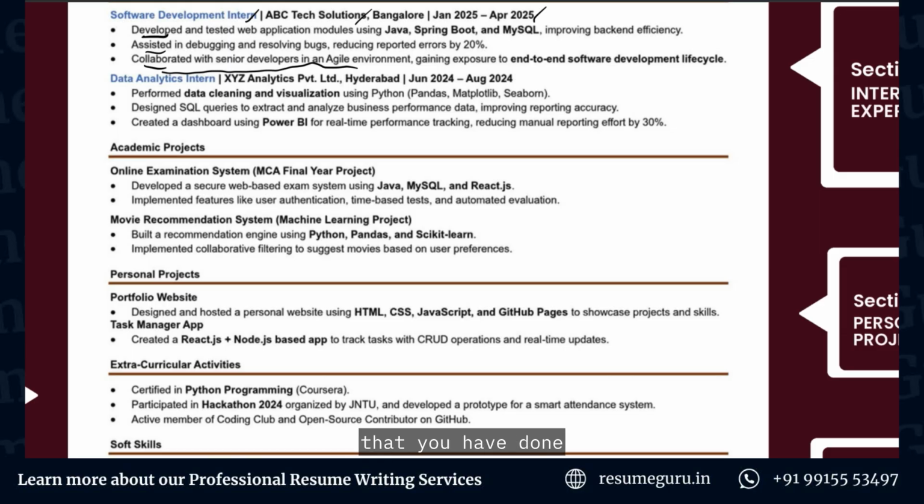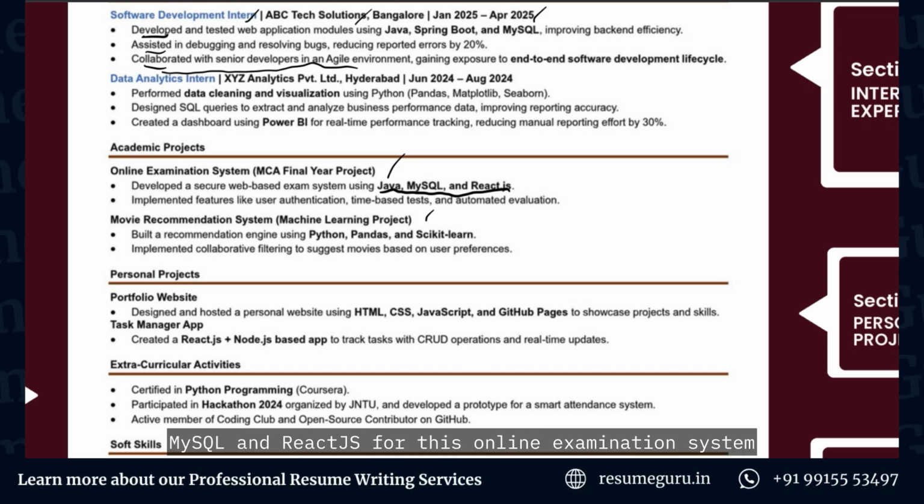Next are academic projects. Now these are the projects that you have done as a part of your curriculum or for any activity conducted in the college. For example, this client has made an online examination system for an MCA final project or a movie recommendation system. So mention the name of the project, mention what you have done and also highlight the tools or technologies you've used. So for example, this client used Java, MySQL and React.js for this online examination system.